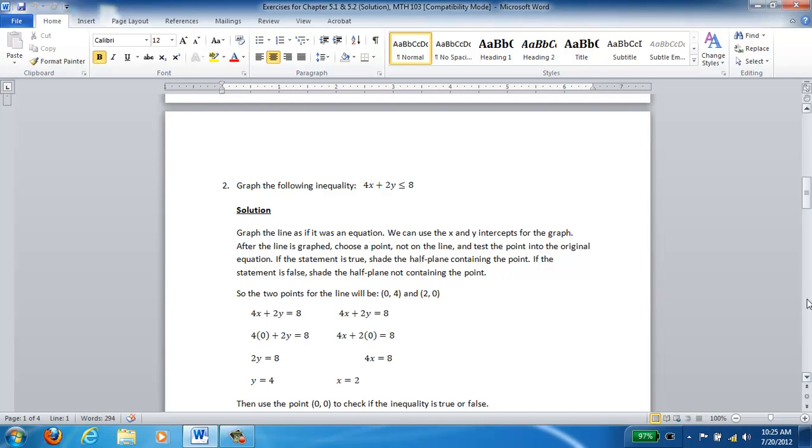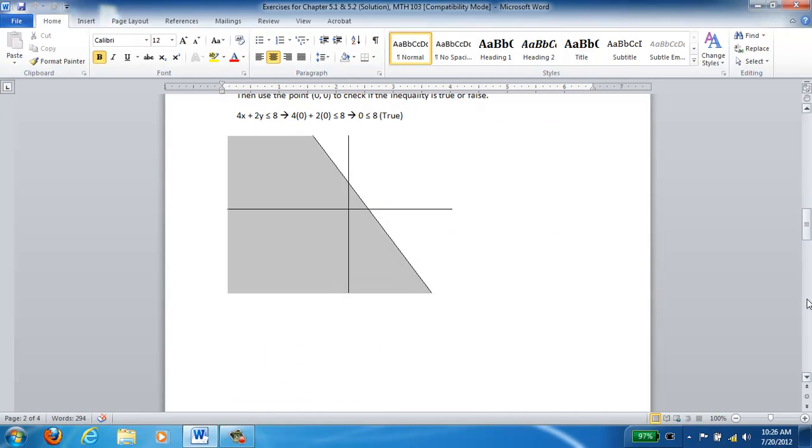And if we choose a test point, once again (0, 0), we see that when we substitute that in, it forms a true statement, 0 less than or equal to 8. So the same side as (0, 0) is shaded. Once again, see the graph.